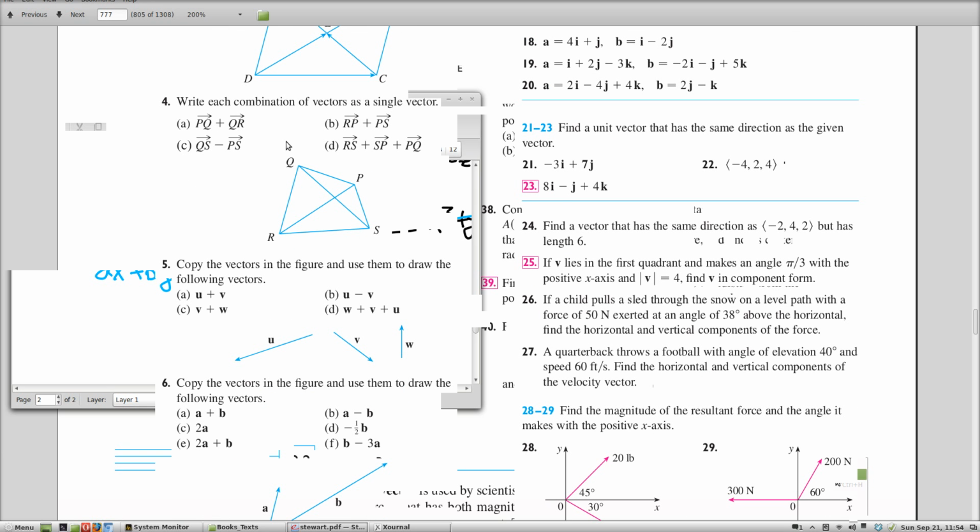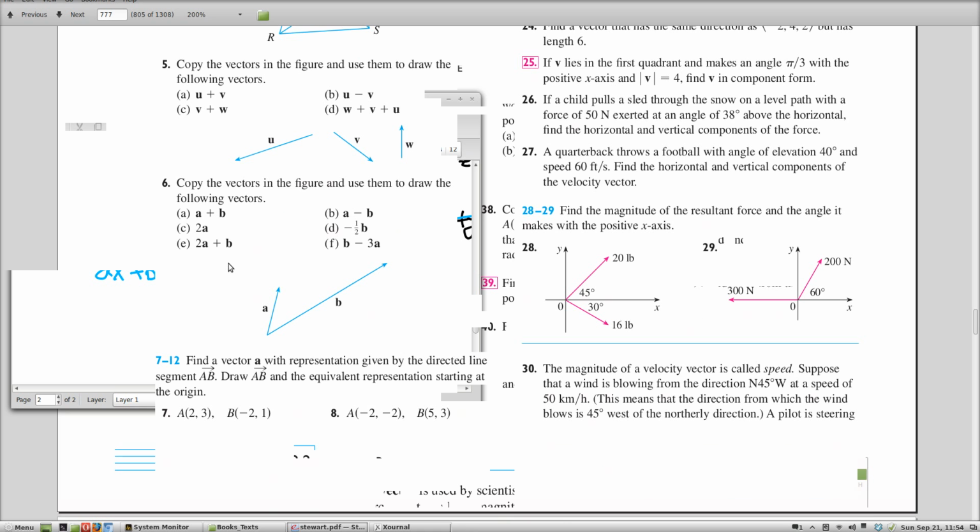Write each combination. So this is good. It's about the geometric meaning of vectors. So here, let's just look at A. Write each combination of vectors as a single vector. So this one is PQ, that's the line from P to Q, plus the line from Q to R. So what does that mean? That means if you do PQ and then you do QR, what do you get? You can see that the answer is PR. So going from P to Q, then from Q to R is the same as going from P to R. So the answer to A is PR, and the other ones work similarly.